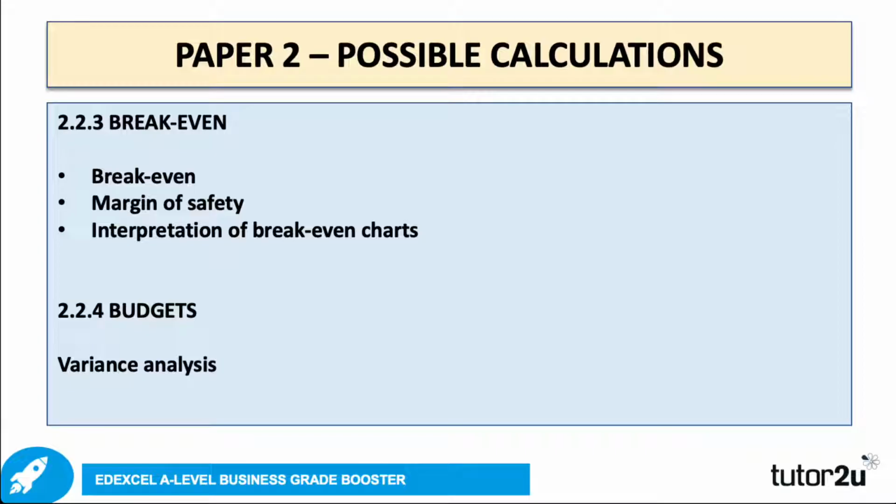Let's quickly go through the possible calcs you may get on Paper 2, highlighted in the Advanced Information. Break even, 2.2.3, is on Advanced Information, so you may be asked to calculate break even and the margin of safety. You may also be asked to perform a calculation based on interpreting a break-even chart, so make sure you can do that.